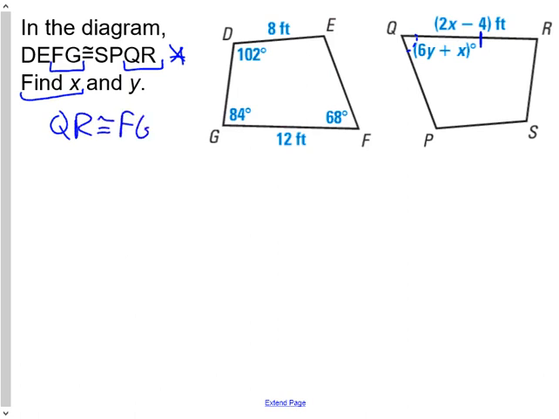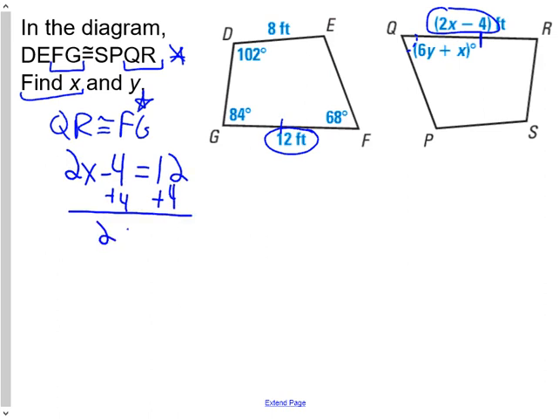So 2x minus 4 here must equal 12 feet. That's why I did this statement here. So 2x minus 4 equals 12, and I can solve for x. Plus 4 to both sides, 2x is 16. Divide by 2, x is 8. So x is 8, solve for x.